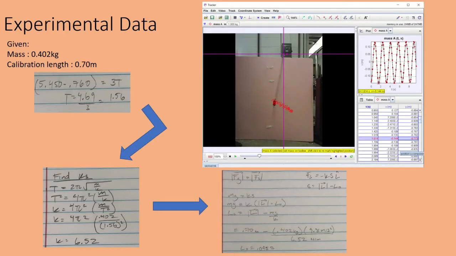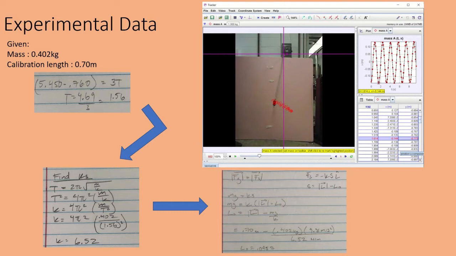Alright, so the next step was to acquire experimental data. In order to do this, we used the Tracker software to get the X and the Y positions as time went on. We were given the mass and the calibration length. The first step was to solve for the period. As you can see, we can just use the information from Tracker to solve for the period, which we got to be 1.56 seconds.